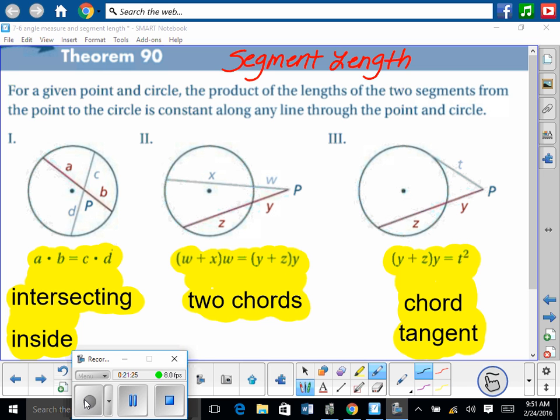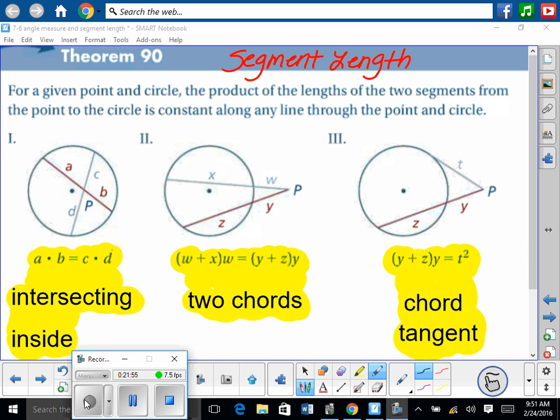You'll want to write these theorems down. I'll have to refer back to them here and there as well. Here are a few different cases. First, if we have an angle made on the inside of the circle, and it's not a central angle or an inscribed angle, something like this, then you can find missing segment lengths by knowing this theorem: A times B will be equal to C times D.